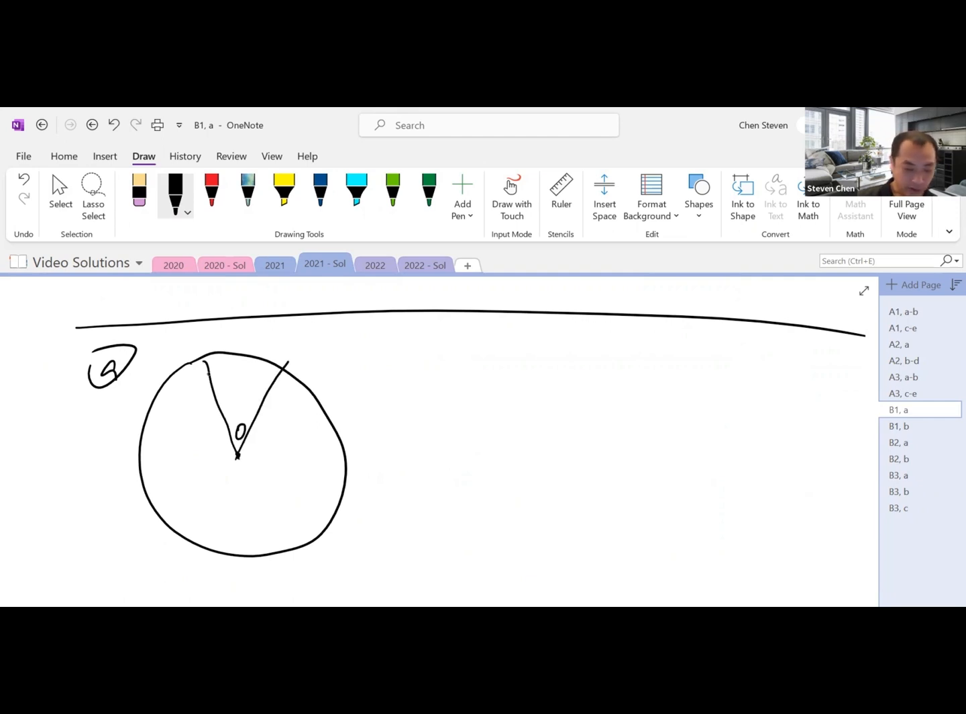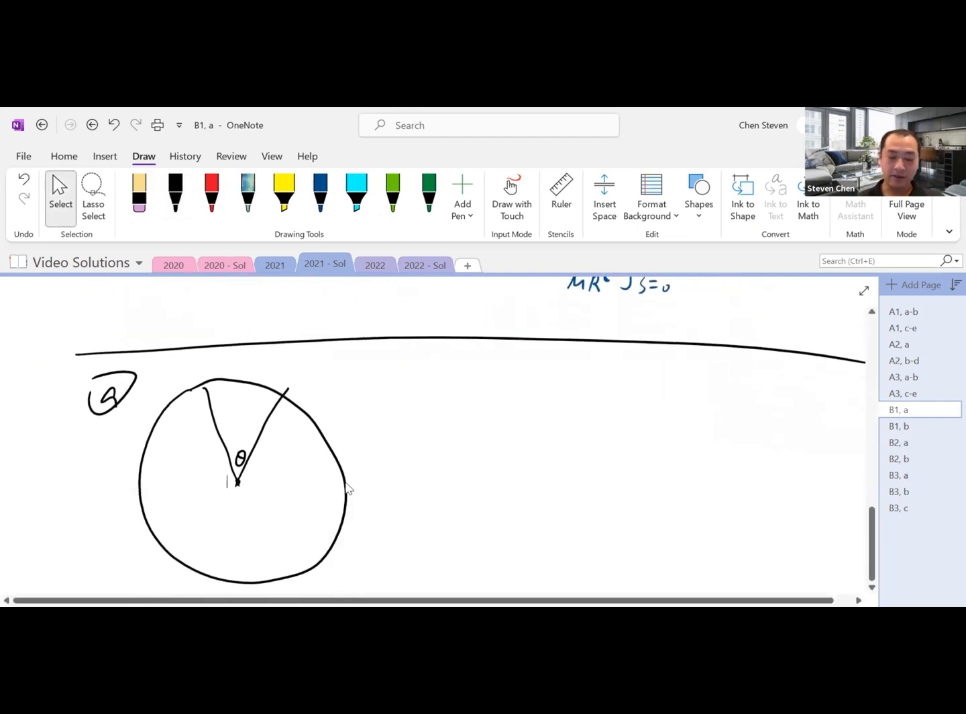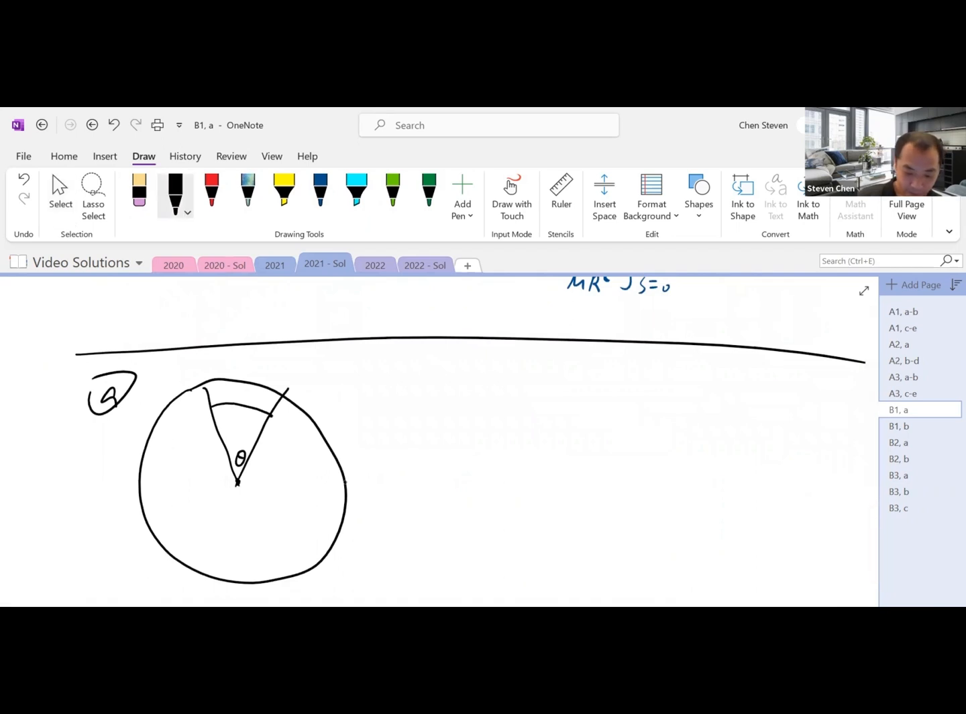So this is called theta, right? The problem name is at theta, whatever. This is different from the theta we use above, but whatever. So this is the moving trajectory, okay?